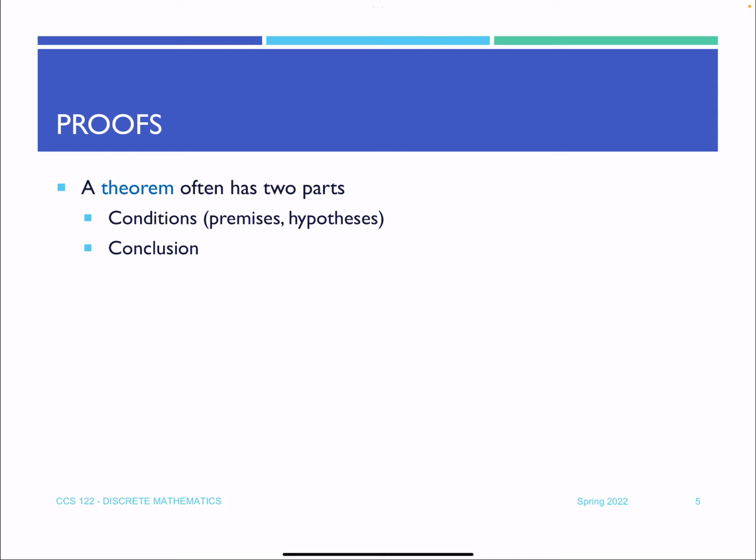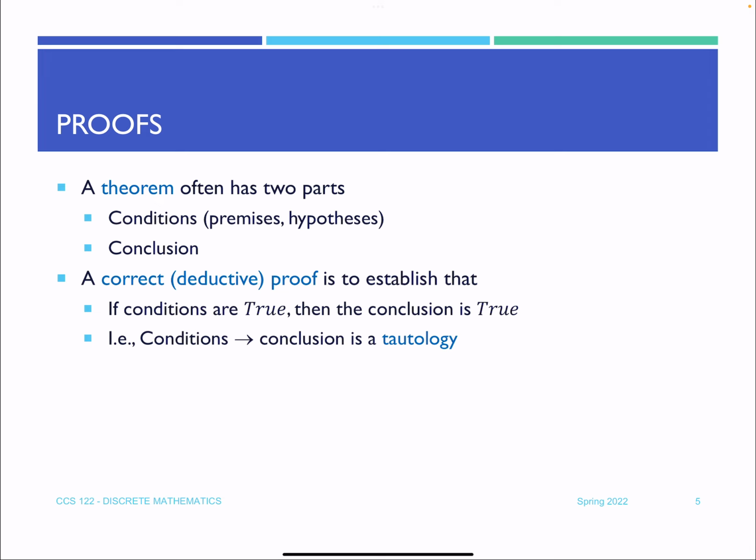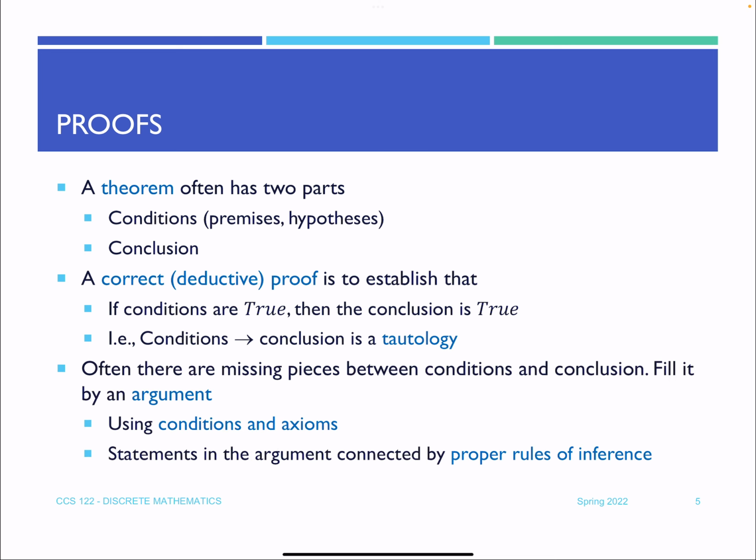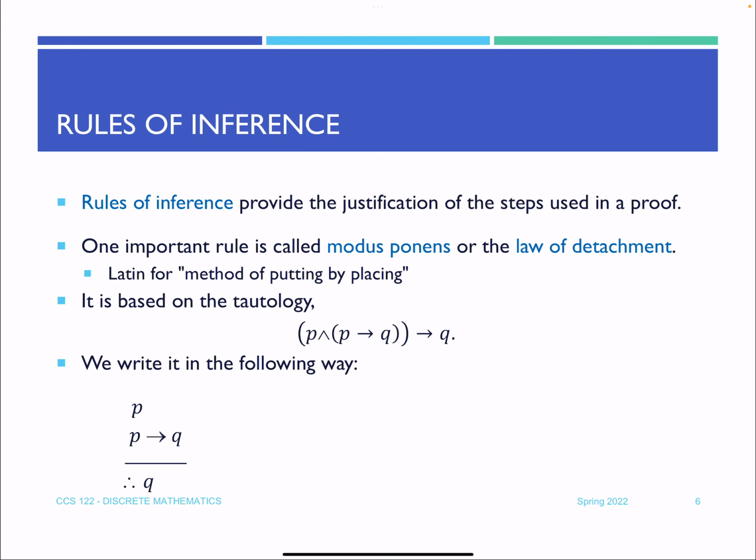A theorem often has two parts: conditions, meaning premises or hypotheses, and a conclusion. Now, a correct proof is one that establishes that if a certain condition is true, then a certain conclusion is true. So conditions to conclusions is a tautology. Often there are missing pieces between condition and conclusion, and those are filled in by arguments using conditions and axioms, and using the rules of inference. We basically fill in those pieces, and that is what we call a mathematical proof.